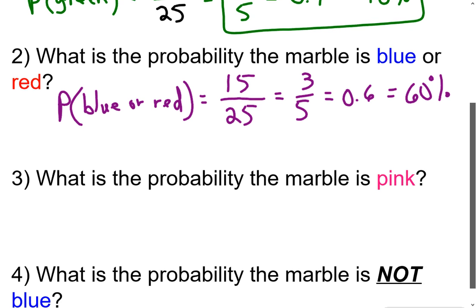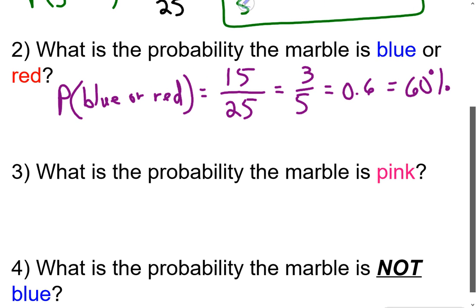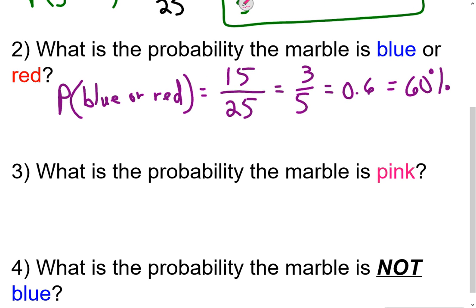I have another one. What's the probability that my marble is pink? Now that's a different problem. Probability that it's pink.